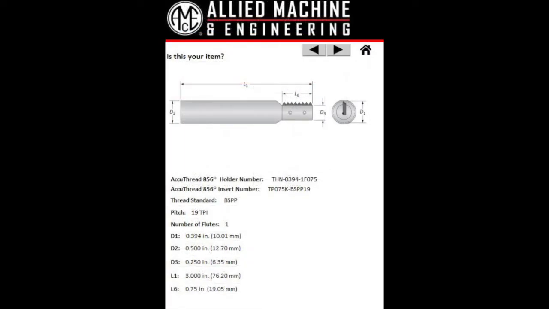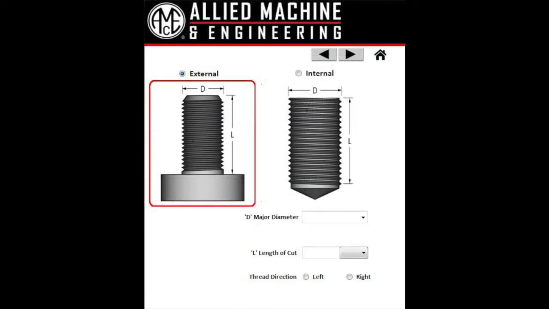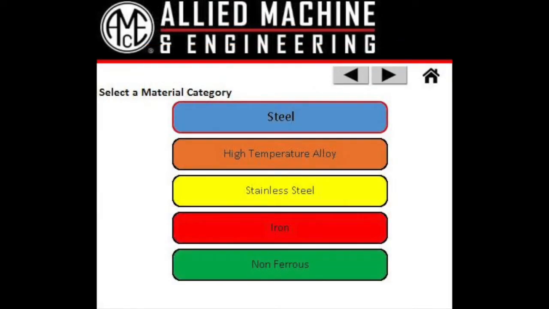You know that that thread mill program is meant for your application, and you know that it has the correct speeds and feeds. If you're running high temp alloy, you want to make sure that those speeds and feeds are specific towards the thread mill that you have.